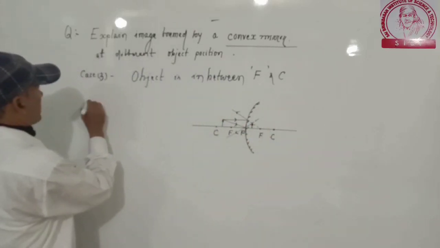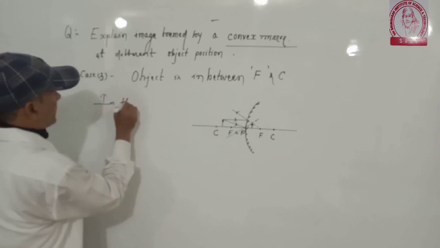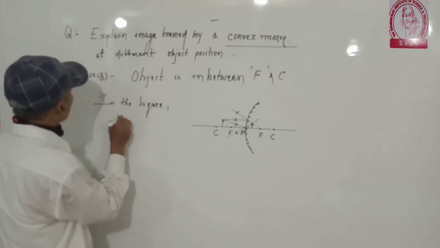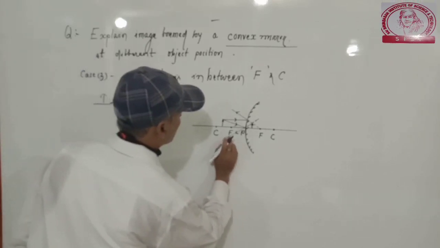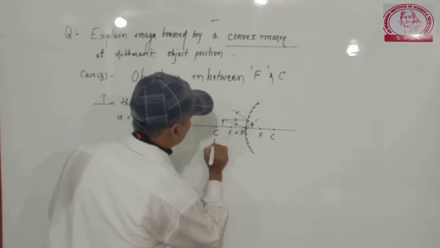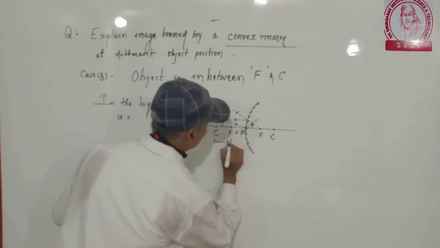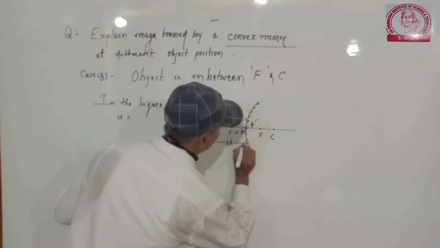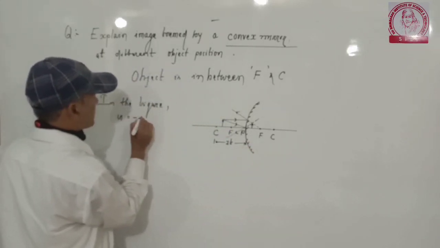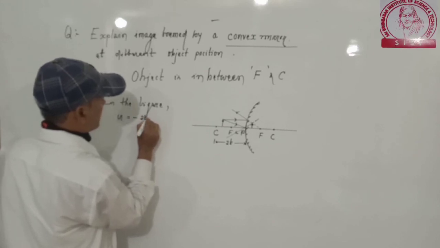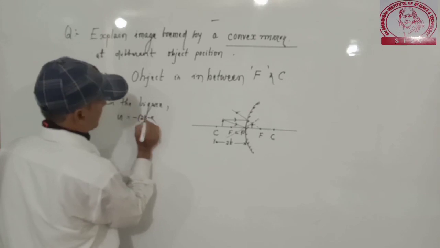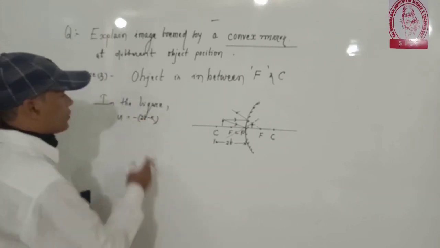So how? In the figure U is equal to, here you see, I may say this length is 2f, you know, this length is 2f, and it is less than 2f. U is equal to minus 2f minus k.